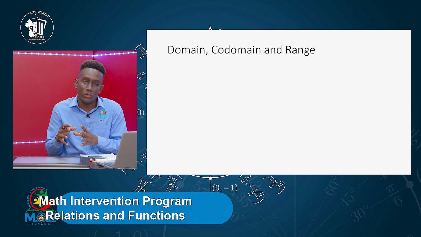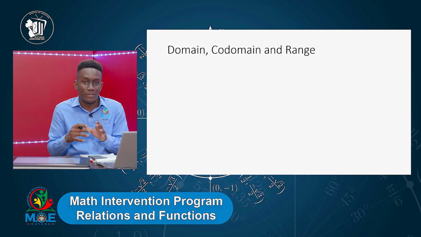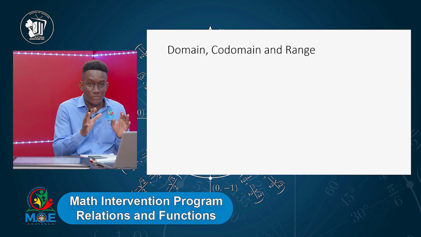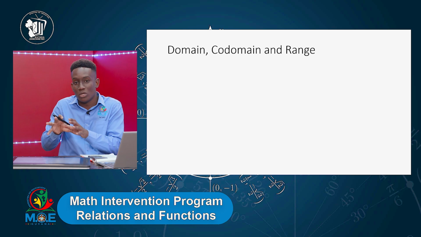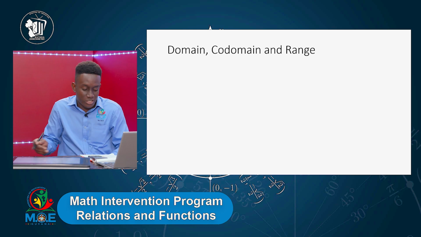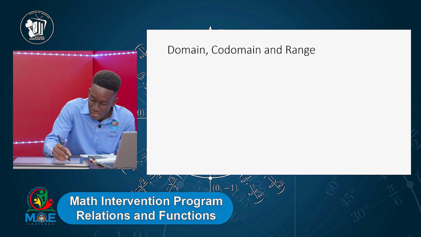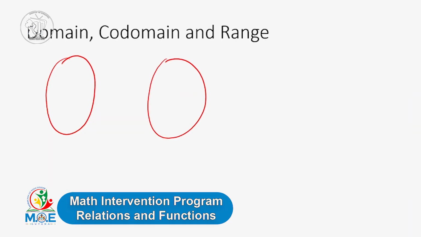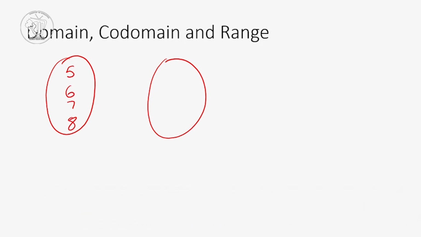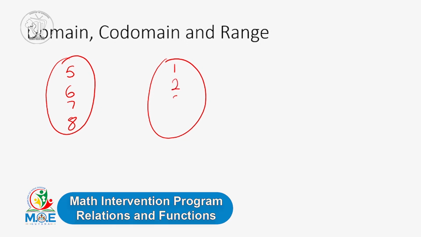So we need to know some concepts as they relate to relations. And this is where we look at the domain, the codomain, and the range. We must be able to identify what is the domain, what is the codomain, and what would be the range. So let's draw another arrow diagram to explain this concept. Let's say in this arrow diagram, we have 5, 6, 7, and 8. And on this part, we have 1, 2, 3, 4, and 10.